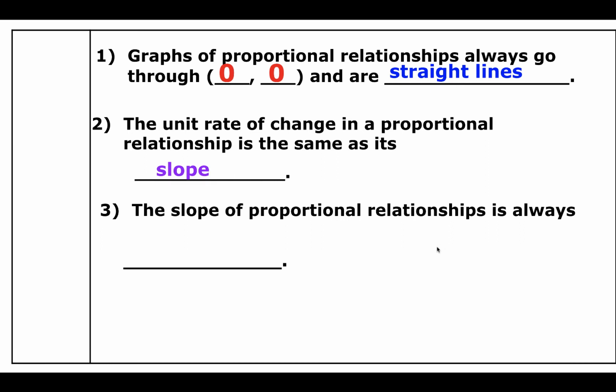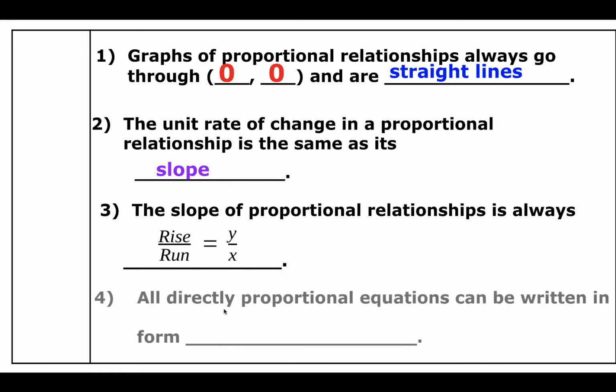Next, the slope of proportional relationships is always rise over run, but now we're building and we're recognizing it as the y to x ratio. And then today, this is what we're noticing. All directly proportional equations can be written in the form where we have y equals slope times x. That's what we had going on in the two examples we just did together. Also working to recognize that the equation form can be written as y equals k, which is our constant, our slope, our rate of change, times x.